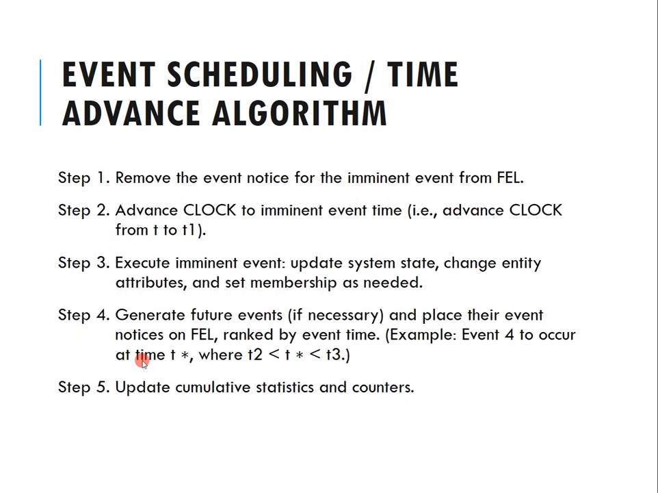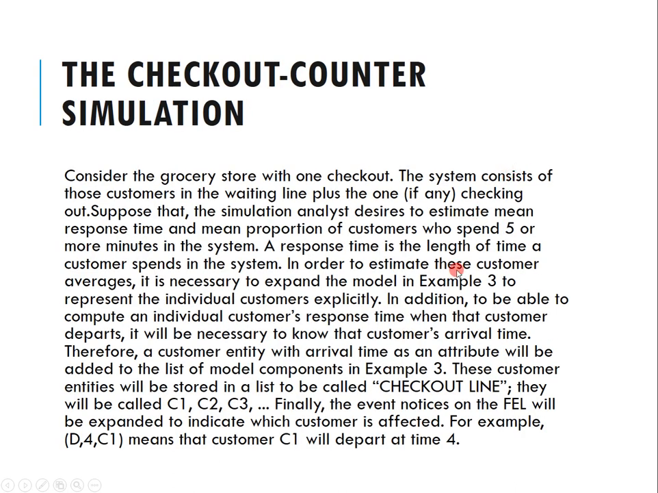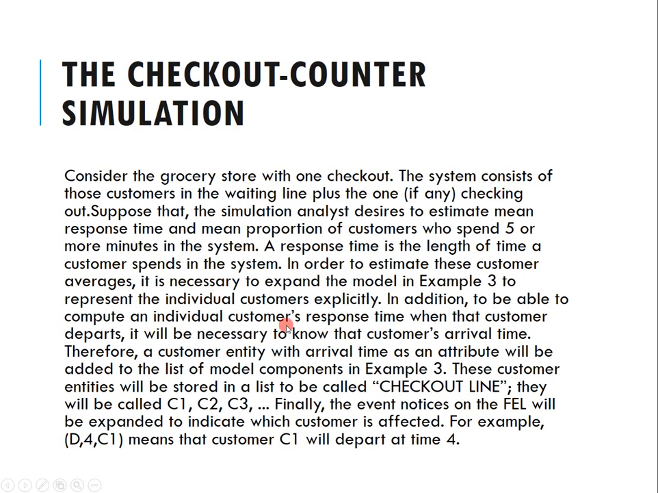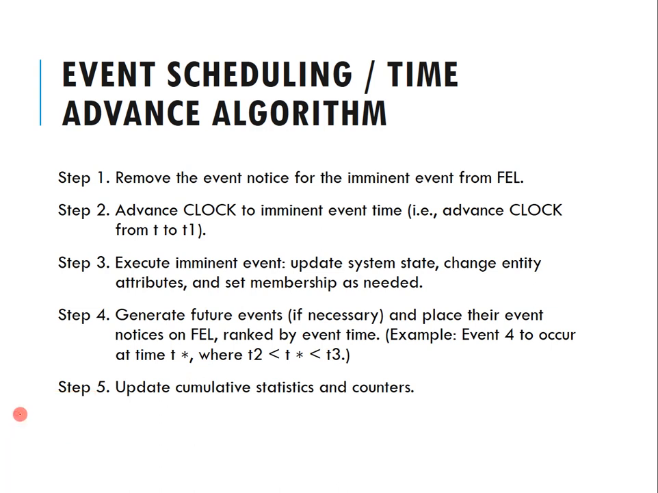This is a summary of the algorithm. The main thing is you have to have a future event list, here. Sorry, I forgot to turn on the pen. Then step by step you will advance the clock to the imminent event time, meaning that you will advance the clock to the next event that will occur at a specific point in time.